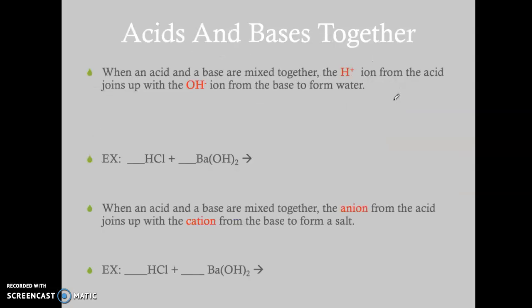So last thing, when an acid and base are mixed together, the H plus and the OH form water. So what you'd see is that this H here and this OH here produce water on this side. And they join up. But then what's left over is this Ba and this Cl, the cation and anion, positive and negative, so they form what we call a salt. So that's BaCl, in this case 2. And you don't have to know those yet, but that is a foreshadowing of where we're going with chemical reactions.